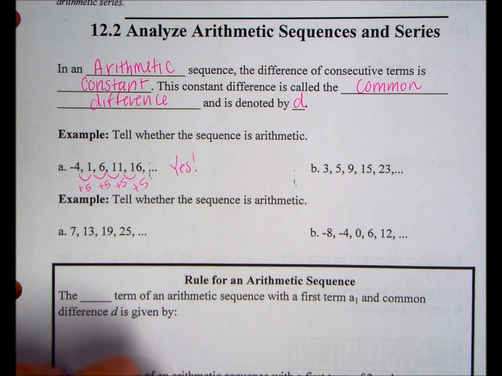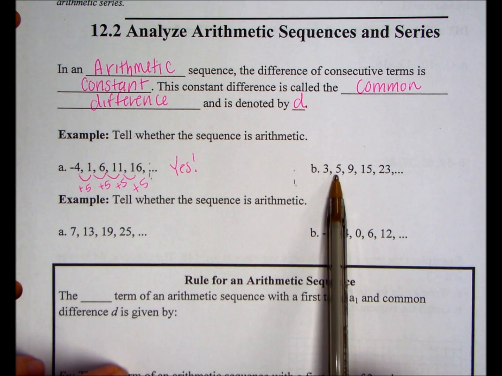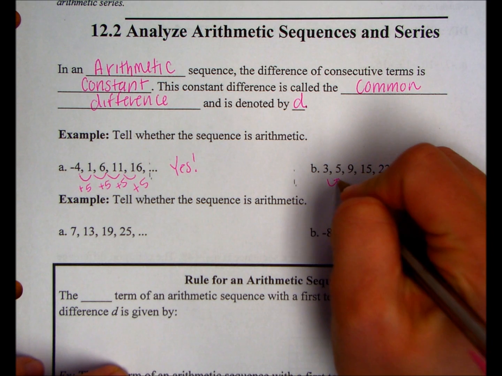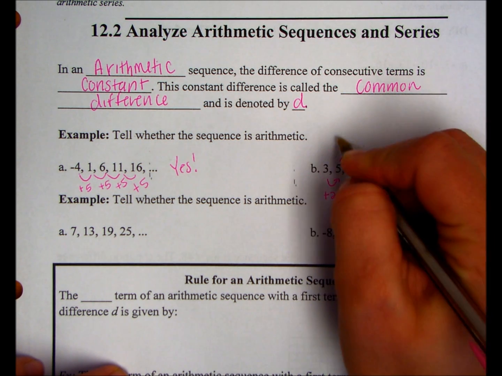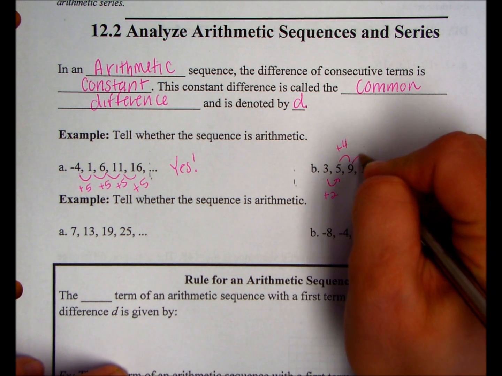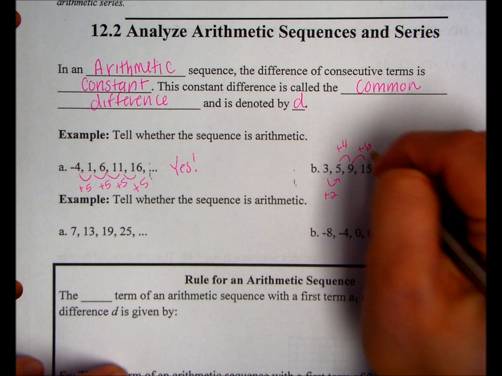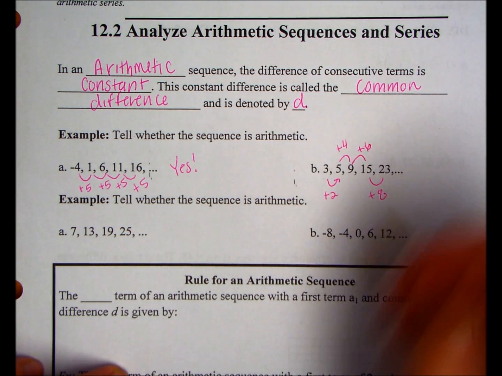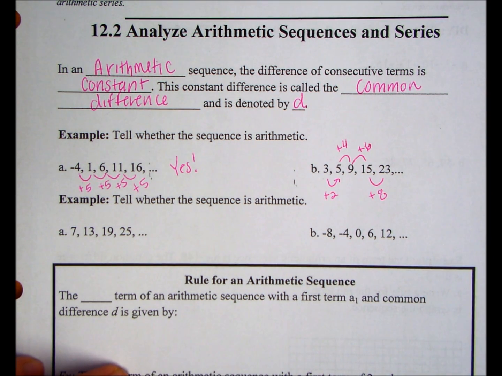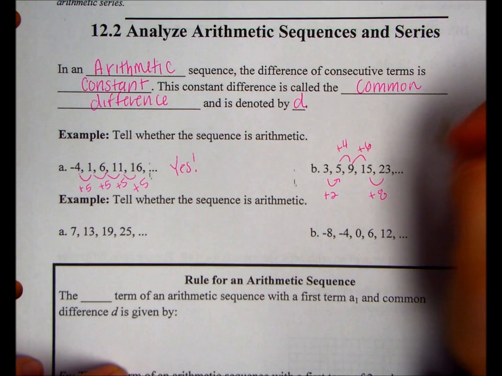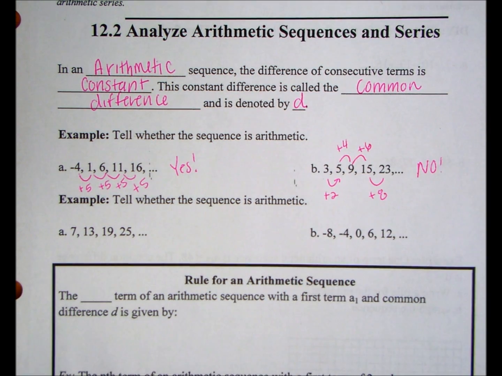If I look at B, to go from 3 to 5, well, I'd be adding 2. To go from 5 to 9, I'd be adding 4. 9 to 15, I'd be adding 6, and then 15 to 23, I'd be adding 8. I don't have a common difference in this pattern, so this is not an arithmetic sequence.